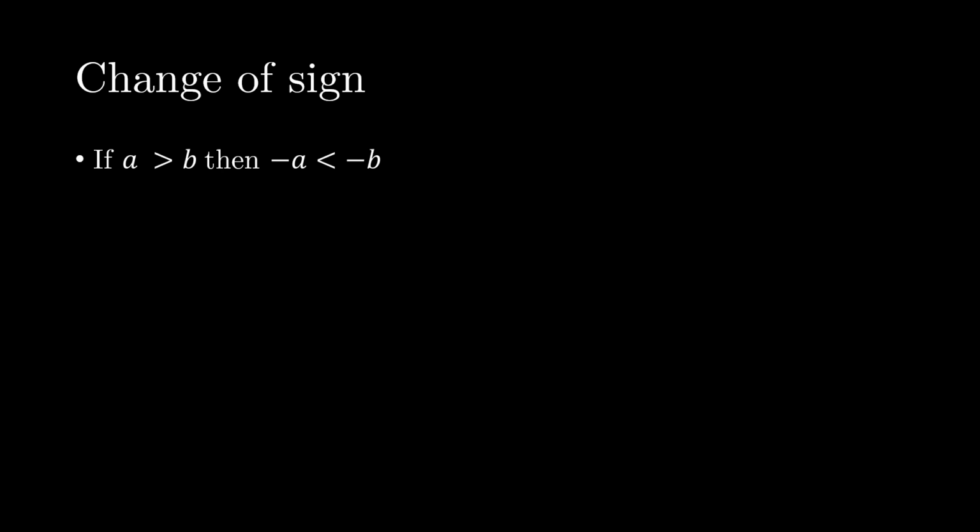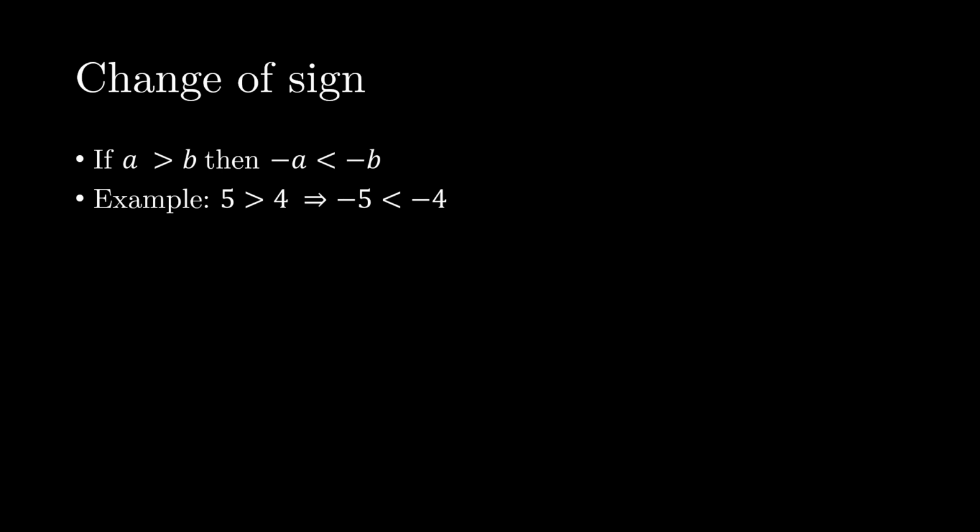What I really mean is, if you have an inequality where a number is greater than another number, if a is greater than b, then negative a is less than negative b. And you can do that through multiplying or dividing by negative 1. For example, if 5 is greater than 4, and you multiply by negative 1, then minus 5 will be less than negative 4.